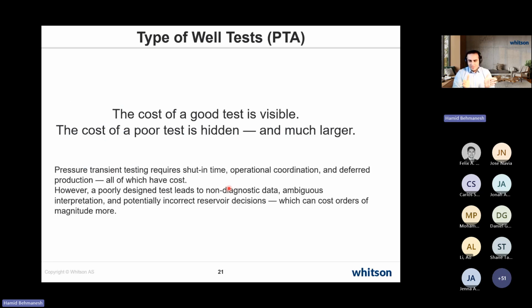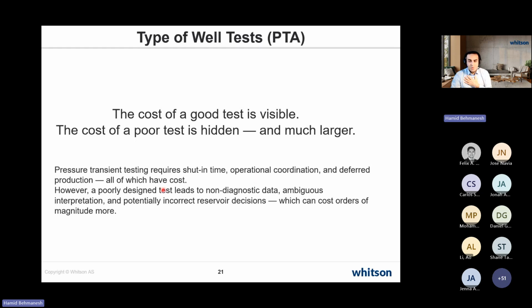So the good definitely is talking about designing a test in the PTA world. The cost of a good test is definitely visible. The cost of a poor test is hidden. If you translate it into the pressure transient analysis (PTA) domain, we require shut-in, operational consideration, and deferred production. All of this definitely costs us some money.